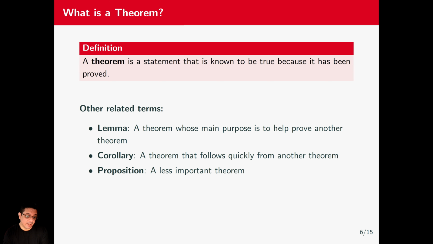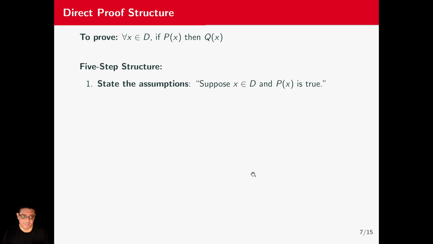A corollary is a theorem that follows quickly from another theorem. It's like an immediate consequence of that theorem. A proposition is a less important theorem on the whole scale of the proofs and the results that we're trying to do. All of these are going to require rigorous proof. We're going to need to prove very carefully each of them.